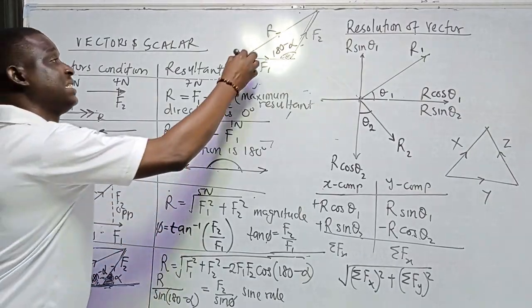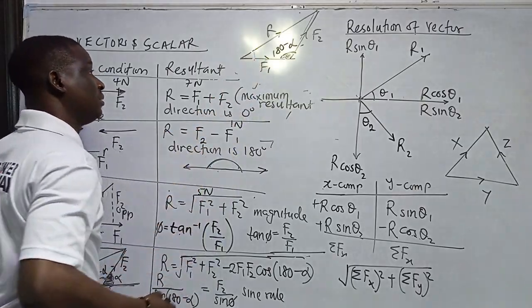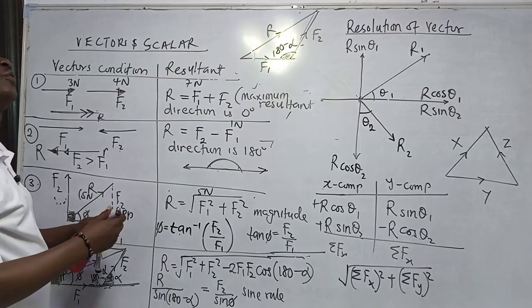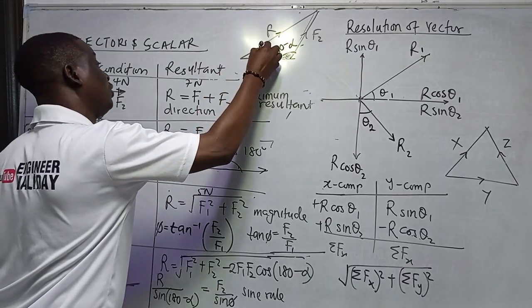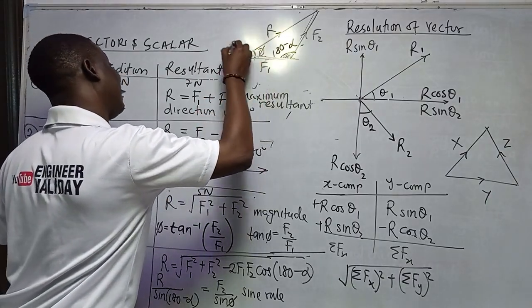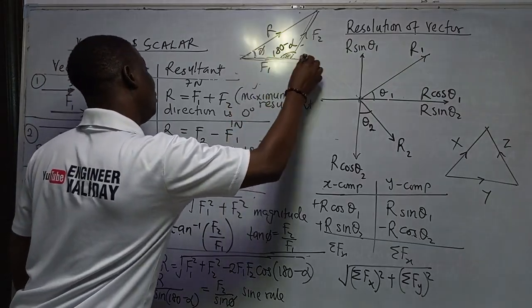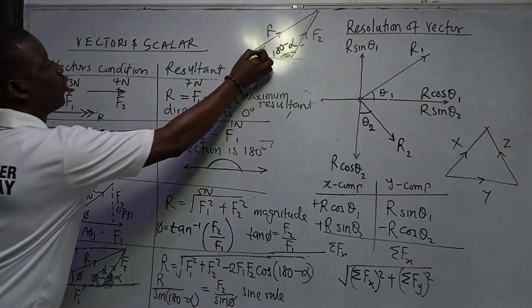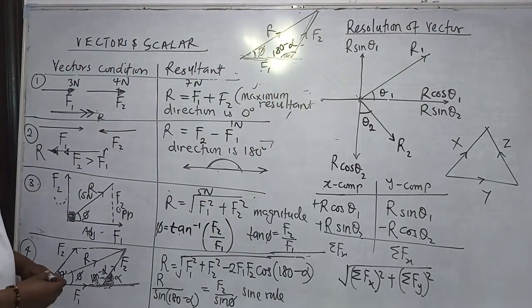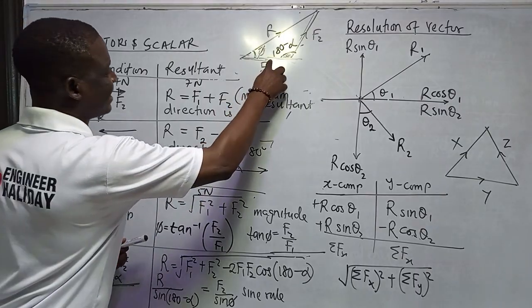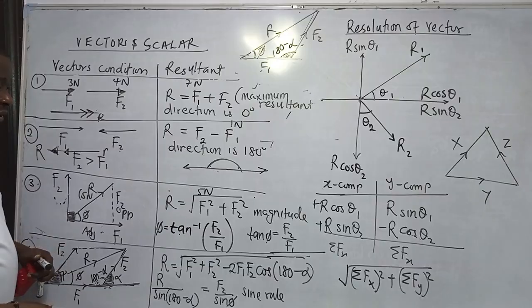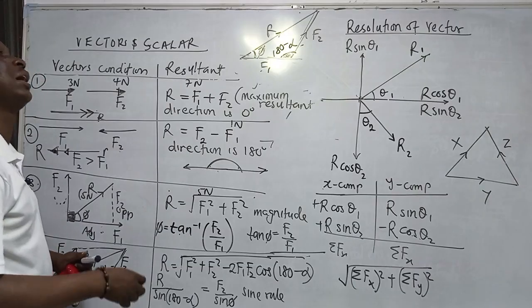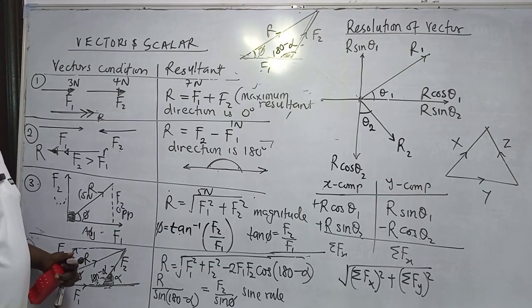Then you want to find the direction. Please, the direction of a resultant is always inclined to the what? To the horizontal. This is the horizontal now. So the direction of the resultant must always be inclined with the horizontal axis. That's why I say this is the direction. So how do you get the direction? Now you can use what?